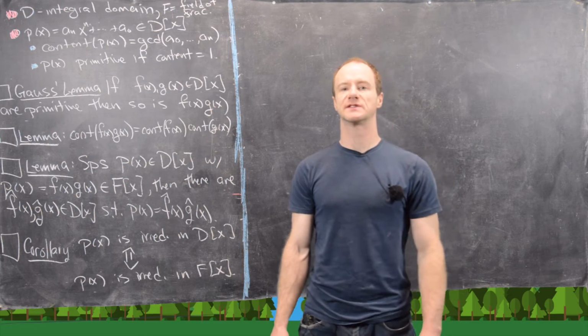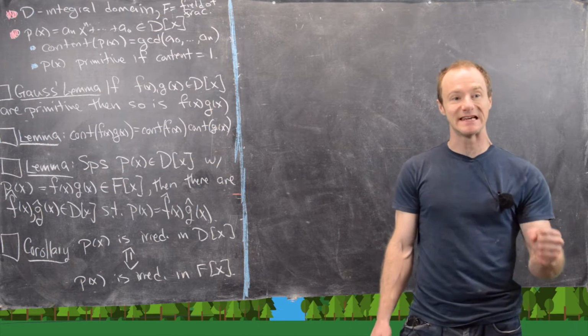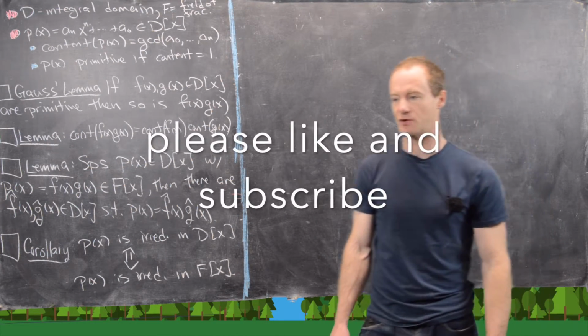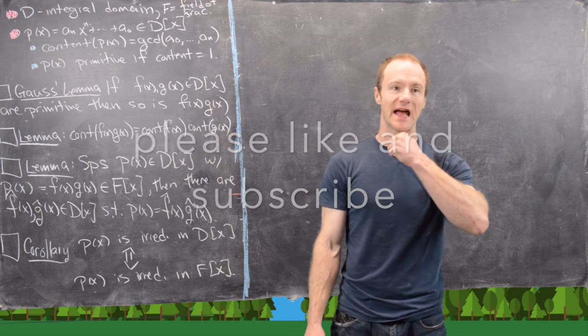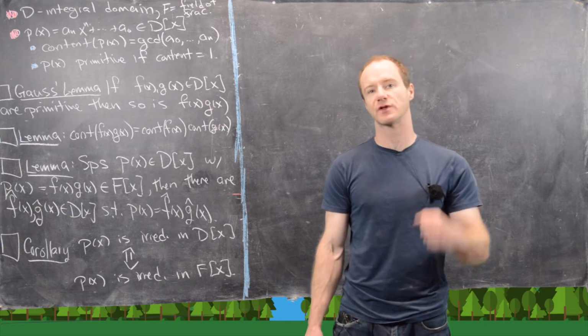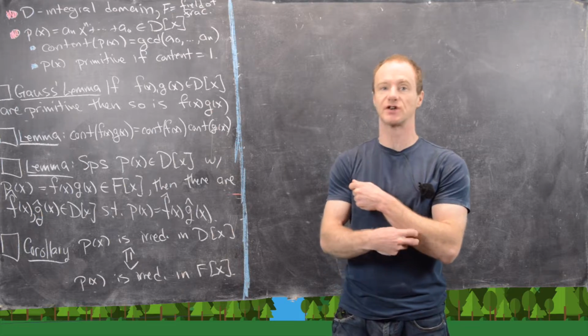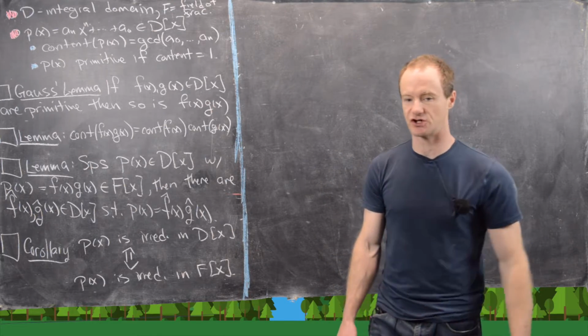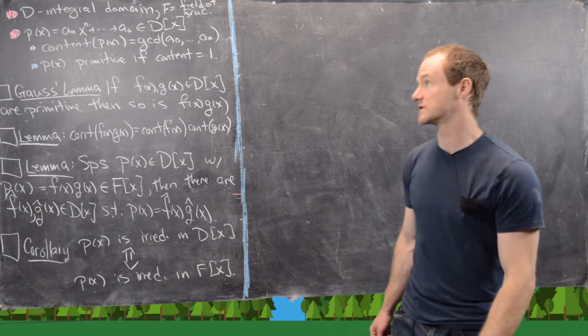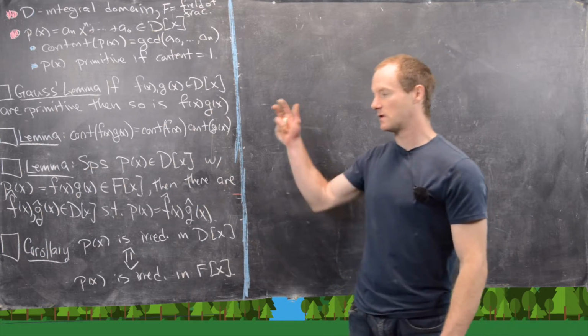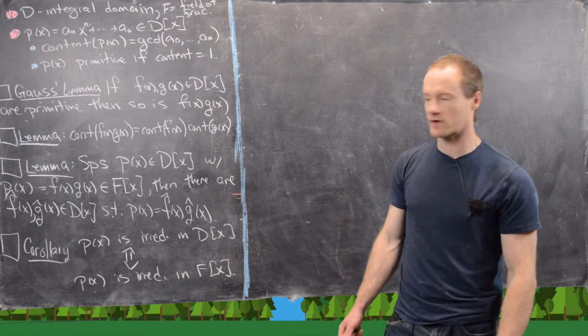Here we want to work towards the big result that says that if D is a unique factorization domain, then D adjoin X, in other words, polynomials with coefficients in D, is also a unique factorization domain. So this is a really important result. And it's going to require a lot of buildup, which I've outlined over here.